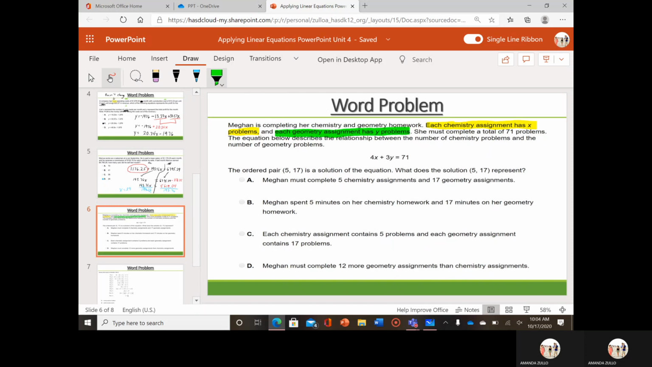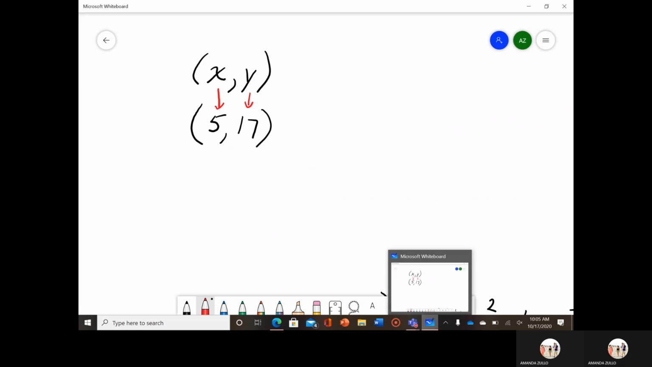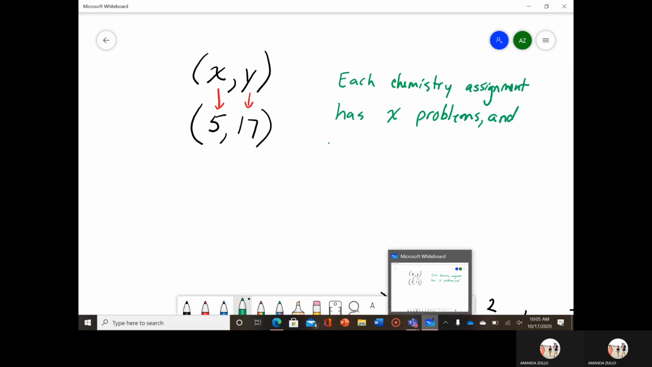So I'm going to take those two statements and write them here. The first one said each chemistry assignment has X problems. And each geometry assignment has Y problems. That's a sentence that I'm looking at. So guess what? Look at our choices here.